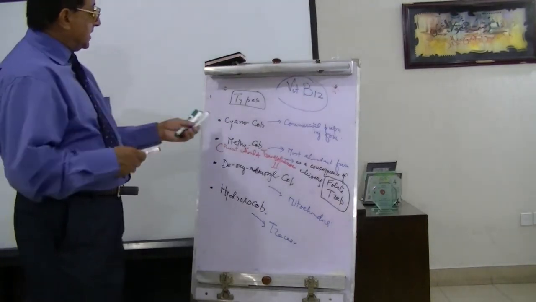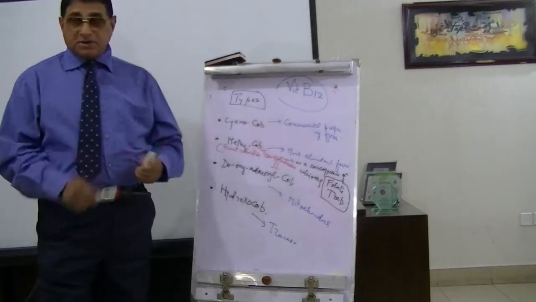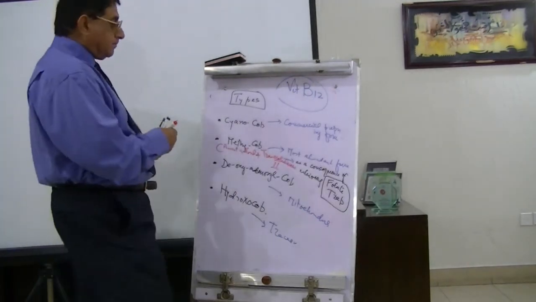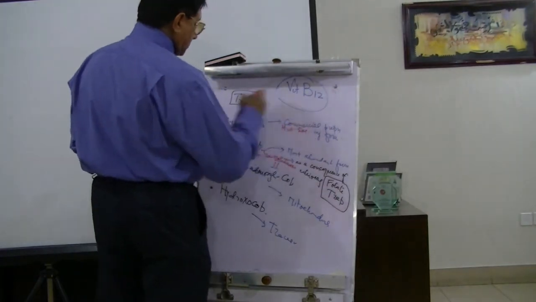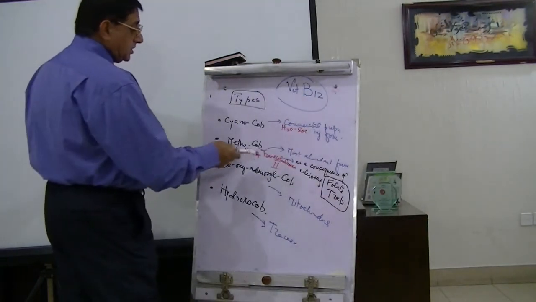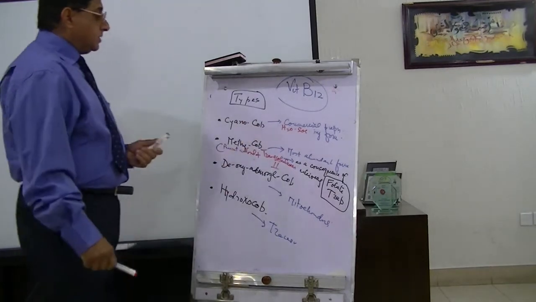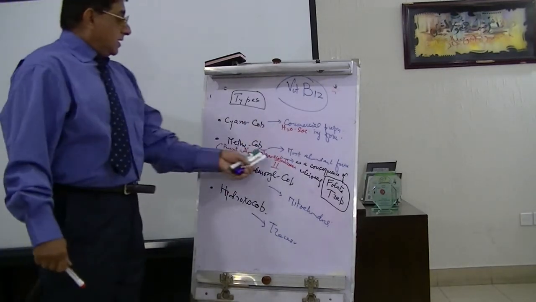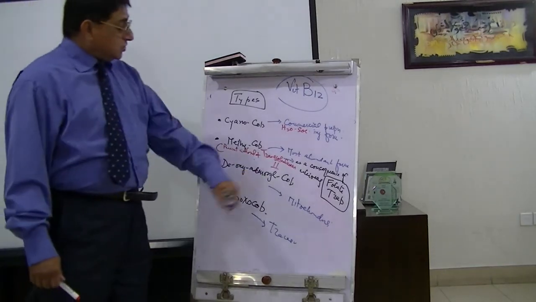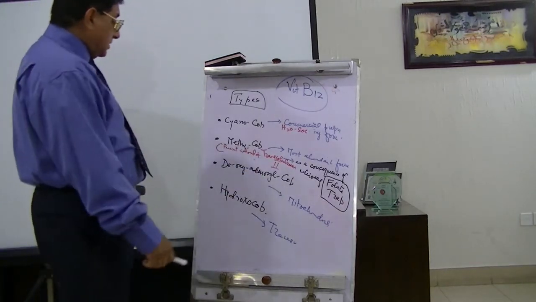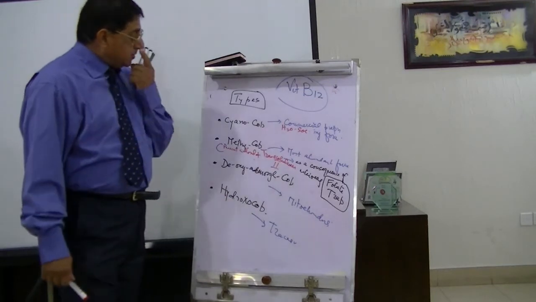One is cyanocobalamin. It's a commercial form, water soluble. And then you've got methylcobalamin, the most abundant form in blood, and it's carried along with transcobalamin 2. Then we've got deoxyadenosylcobalamin, present in mitochondria. Then hydroxycobalamin is present in traces.